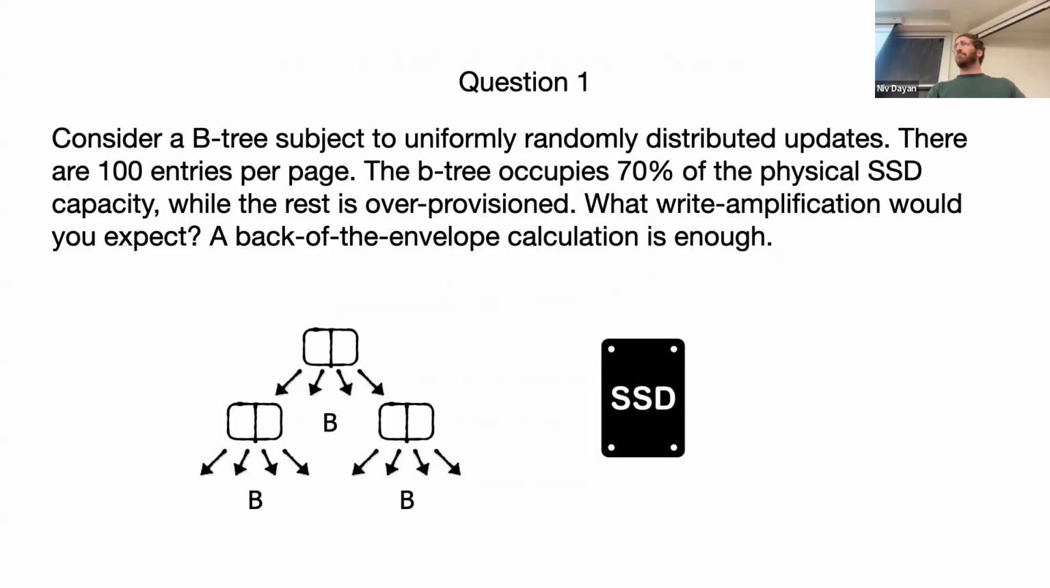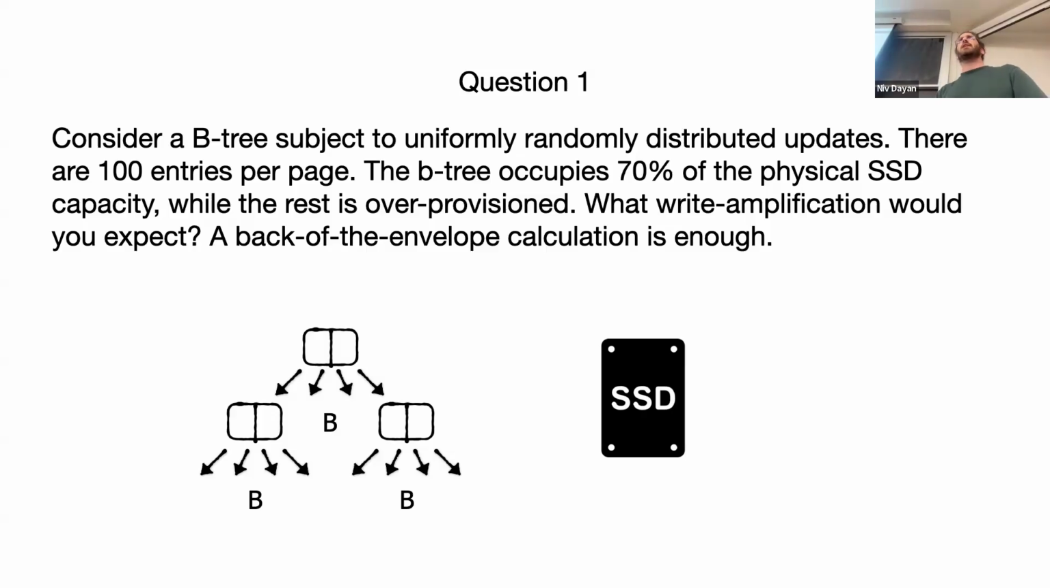Suppose you have a B tree, and this B tree is subject to uniformly distributed updates. There are 100 entries per page of this B tree. And this B tree occupies 70% of the physical SSD capacity, right? Well, the rest of it is just over provisioned. By over provisioned, I mean you're only storing stuff on 70% of the SSD. The rest is empty. So what write amplification would you expect?